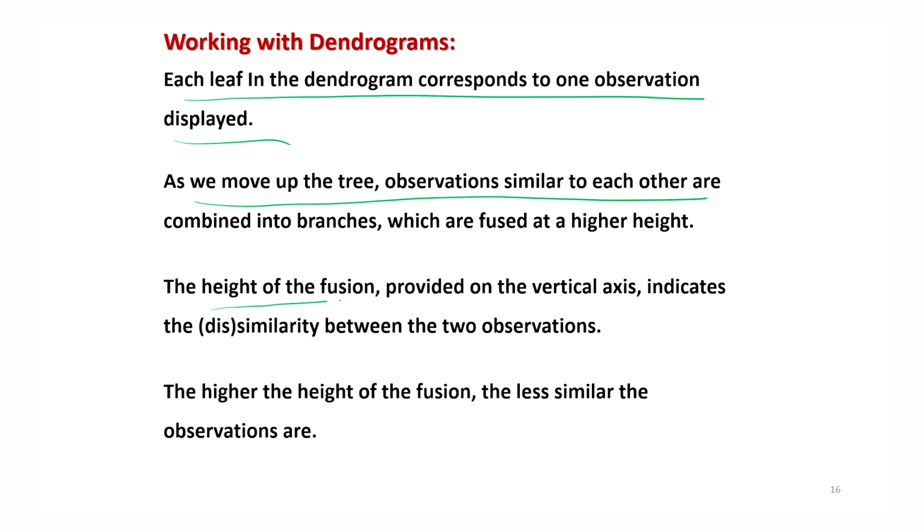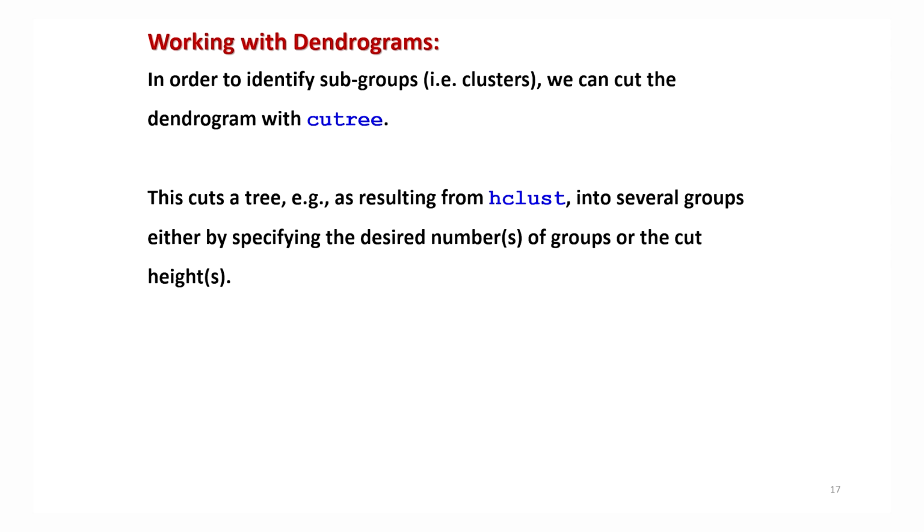So the height of the fusion provided on the vertical axis indicates the dissimilarity between two observations. The higher the height of the fusion, the less similar the observations are. This is how you have to now interpret it. Now the next thing is, how are you going to measure how many clusters are needed?